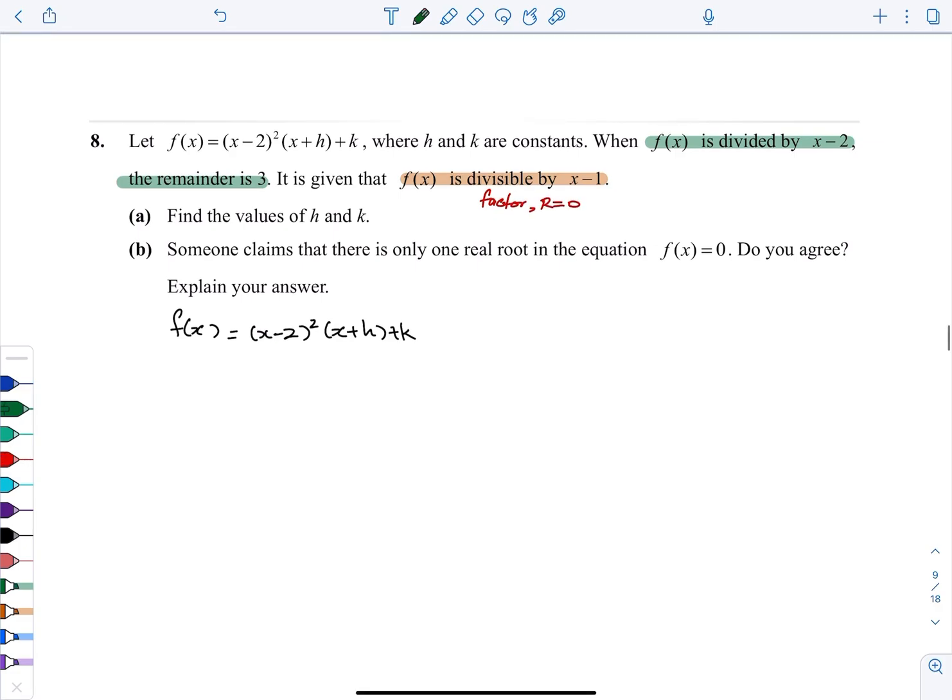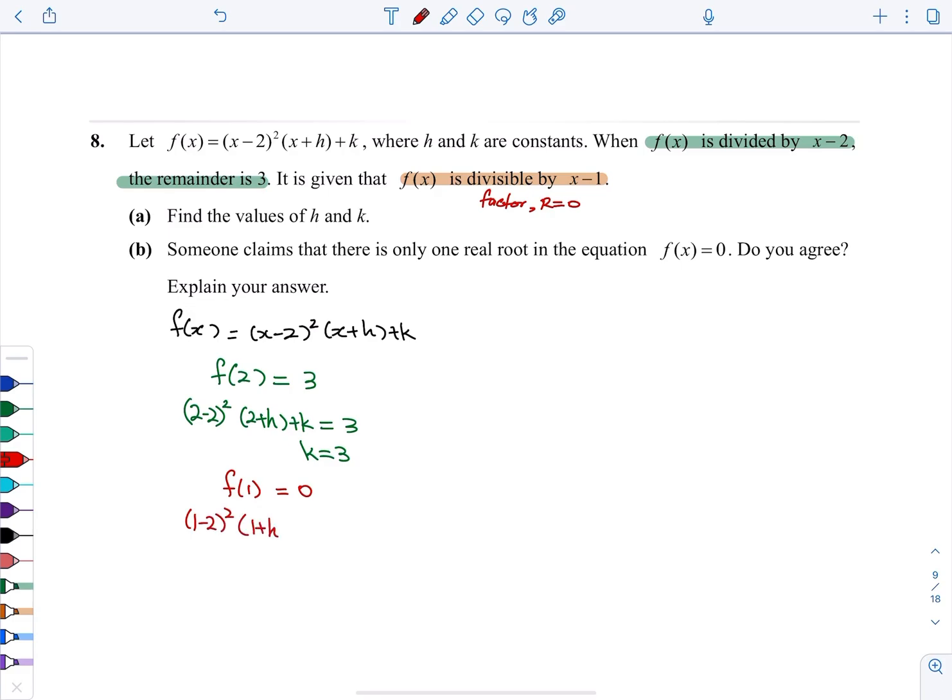So do the first information first, the green one. So f(2) equals 3. We do that first. Replace the x by 2. So 2 minus 2, 0. (2 plus h) plus k equals 3. 2 minus 2 is 0. So 0 times anything will still be 0. So k is 3. And then what's the second information? Second information is that when it's divided by that, the remainder is 0. So (1 minus 2) square, (1 plus h) plus k, which is 3, equals 0. 1 minus 2, negative 1 square, bracket, remember the bracket, so 1. So you just have 1 plus h plus 3 equals 0. h will be negative 4.